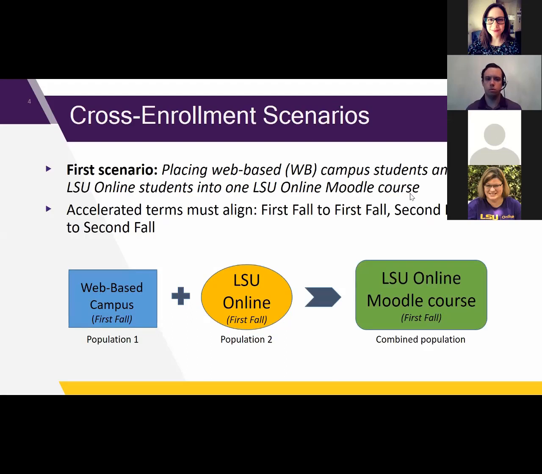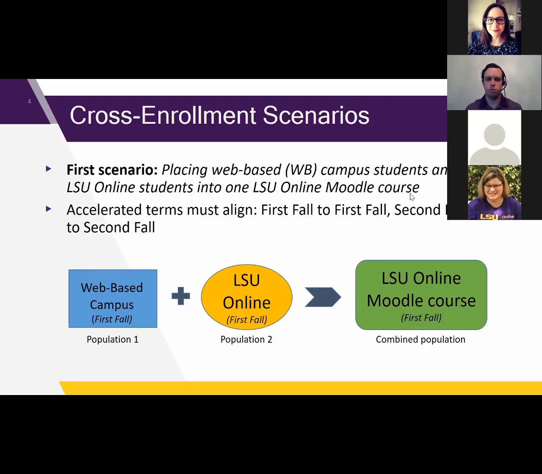The terms that I have in parentheses underneath these, in these little shapes with colors, are just examples. It doesn't have to be first fall. It could be second fall. It could be first spring, all that kind of stuff. So I just wanted you to take a look and see how those things align with each other. So it's placing web-based campus students from their Moodle into the LSU Online Moodle course.